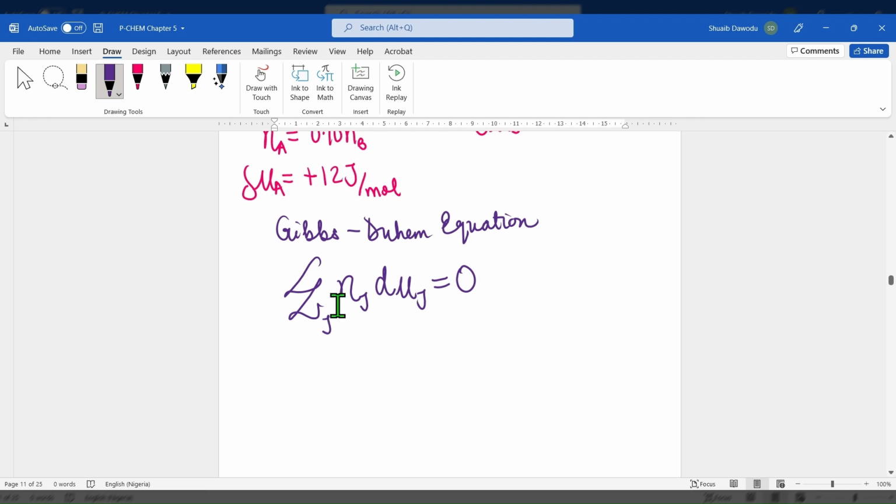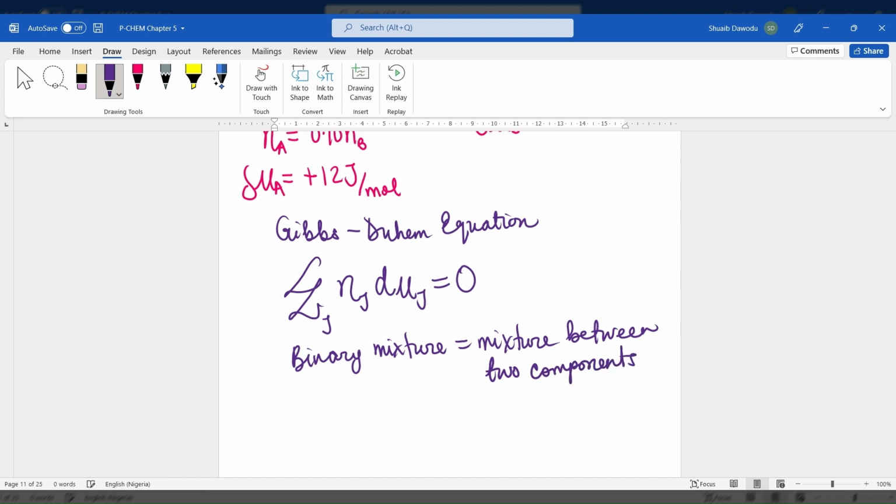So that is what it's telling us: the sum, where J is the components or group of components. Rewriting this, let's say we're dealing with a binary mixture. For those of you who don't know what a binary mixture is, it's just a mixture between two components, just like a mixture between water and sugar. Sugar water is a mixture between two components, sugar and water. Sugar water is a binary mixture, and salt water is a binary mixture, just salt and water.